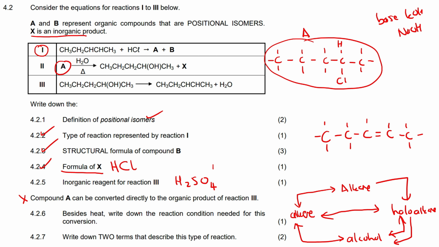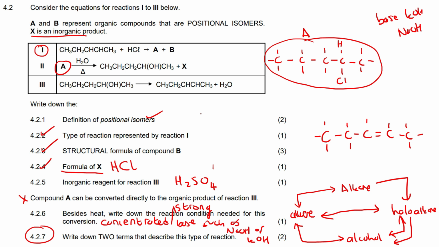So it says, besides heat, write down the reaction condition needed for this conversion. You would need to use a concentrated base, such as NaOH or KOH. And something you must actually say, NaOH and KOH are strong. So we must actually say it's a concentrated, strong base. That's important.